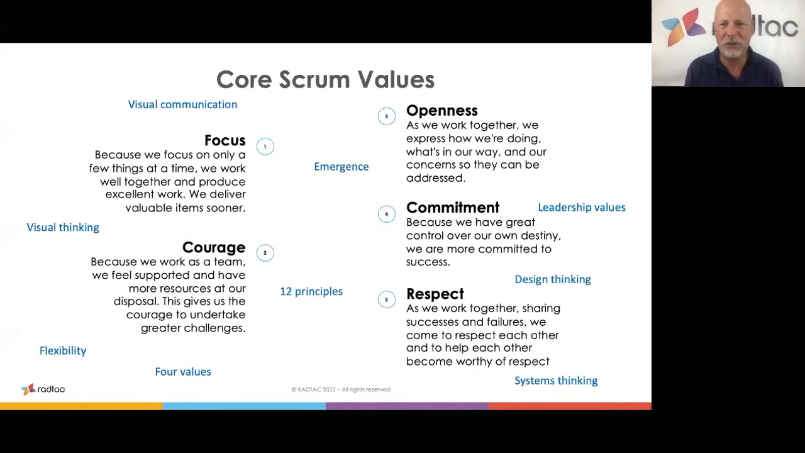So I've got a few ideas here. As we can see, the things here in the major black capital letters are the core Scrum values: focus, courage, openness, commitment, and respect. But also we've got the 12 principles from the Agile Manifesto. If you want to see these, just put in www.agilemanifesto.org, and you will see the 4 values and 12 principles of Agile. The core Scrum values are these.